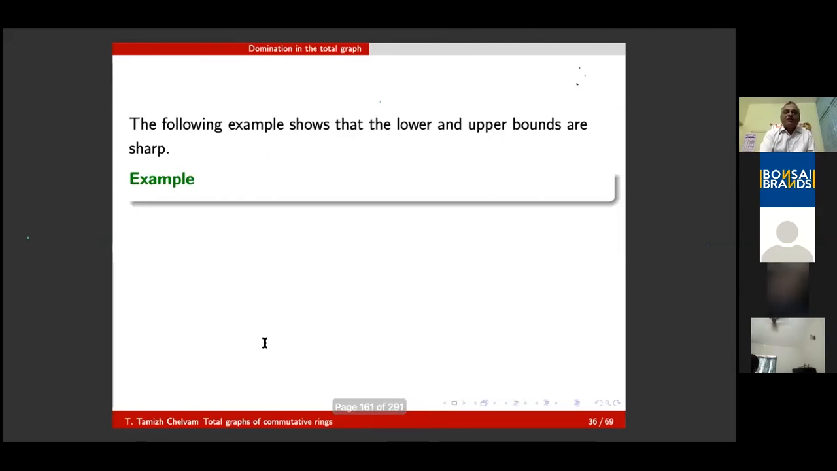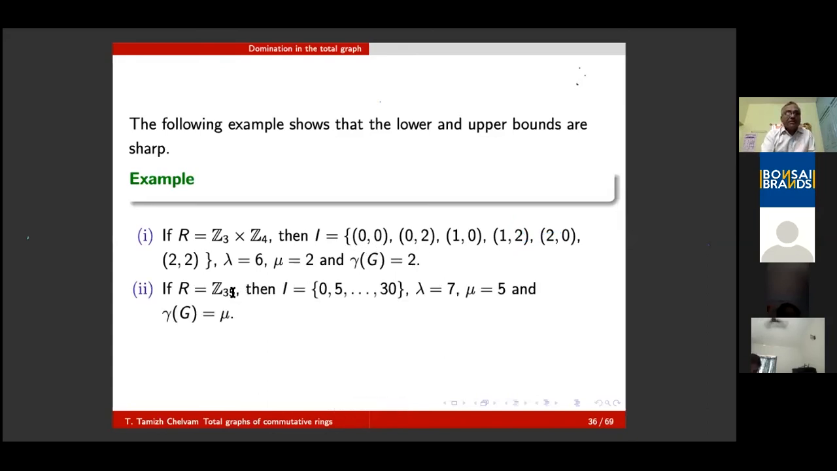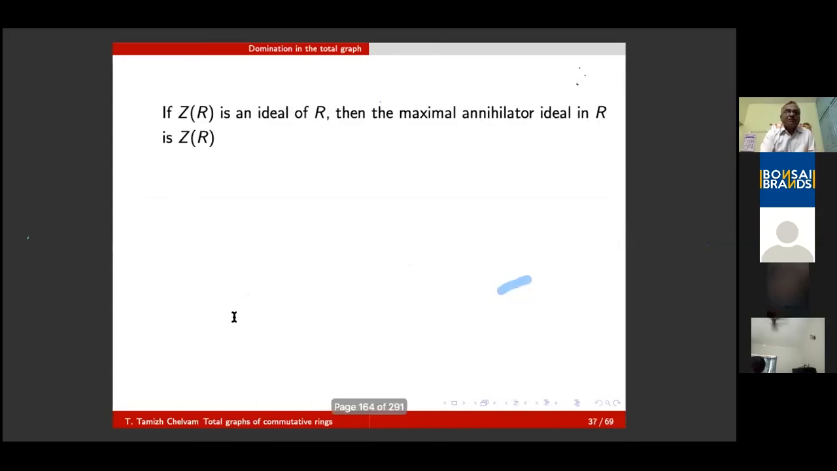Yes, we have given examples to see that both the bounds are sharp. There is a commutative ring Z3 times Z4, with I the maximum annihilator ideal, for which the domination number is 2. And R equal to Z35, with I the maximum annihilator ideal, for which the domination number is mu. So both cases are attainable, and naturally the question is what it is exactly, if possible.